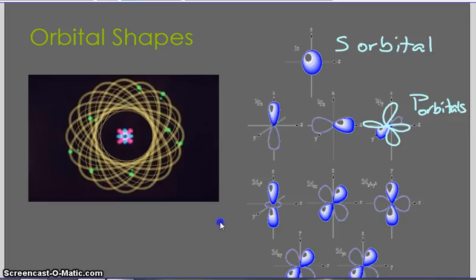Now, I'm not going to ask you to remember the shapes of the d's because they get a lot more complex. It's kind of like a clover shape, and just like they overlapped on the 3-dimensional axes up here, the same would happen for those down below.